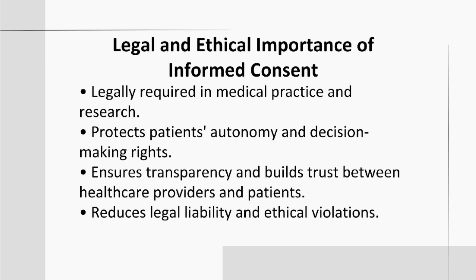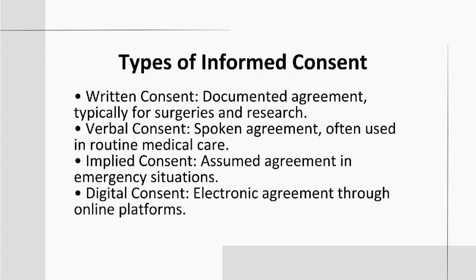Section 4. Types of informed consent. There are several types of informed consent. Written consent, common for surgeries or research, where a signed document is essential. Verbal consent, often used in routine procedures, the patient agrees after an explanation. Implied consent, for instance, when a patient holds out their arm for an injection, consent is assumed. Digital consent, with technology, patients can now give consent via electronic platforms, especially in telemedicine. Each type is suited for different contexts, but all aim to uphold patient autonomy.